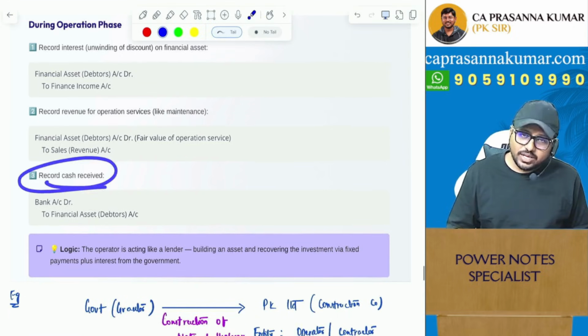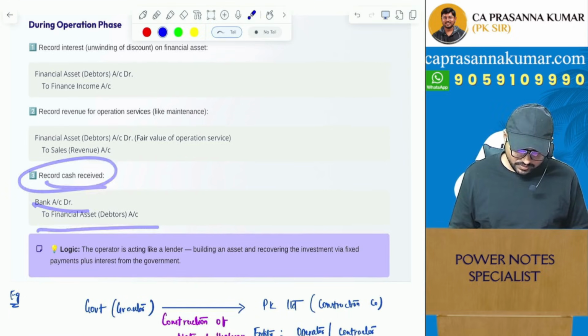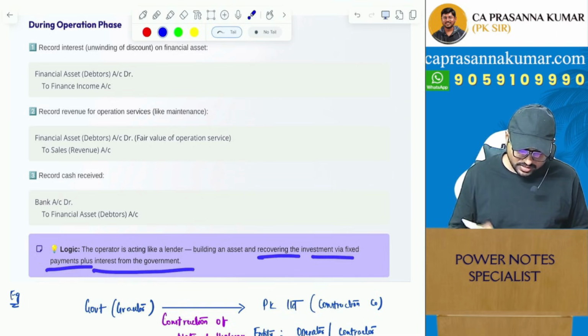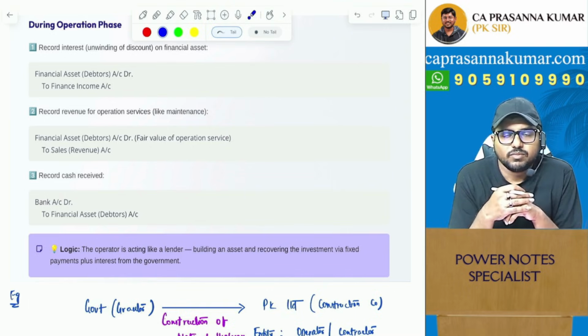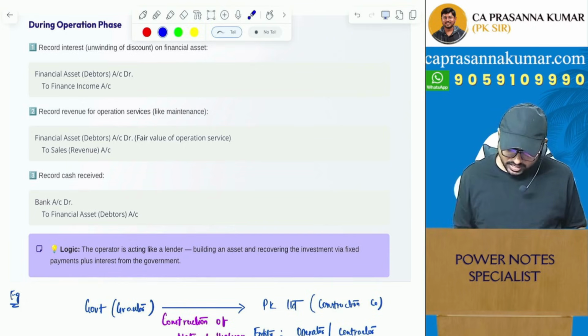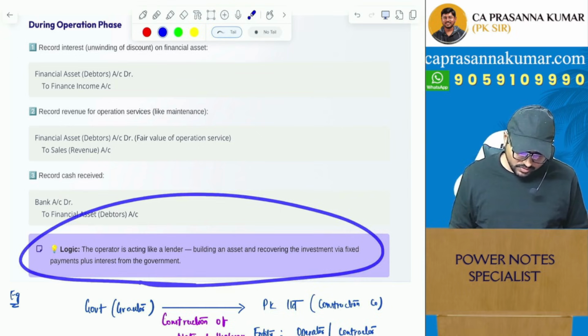And finally, record cash received, bank account debit to financial asset. So the operator is acting like a lender. That is the logic over here. Lender, building an asset and recovering the investment via fixed payments plus interest from the government. So the point is, just like a lender. Clear? Right, fantastic. Now, are we done with this?